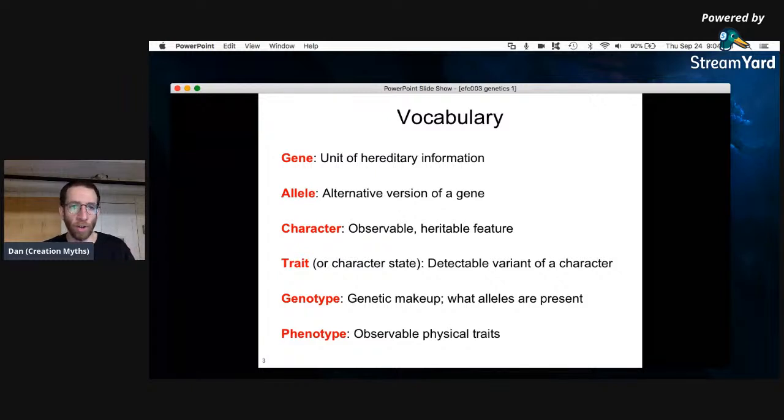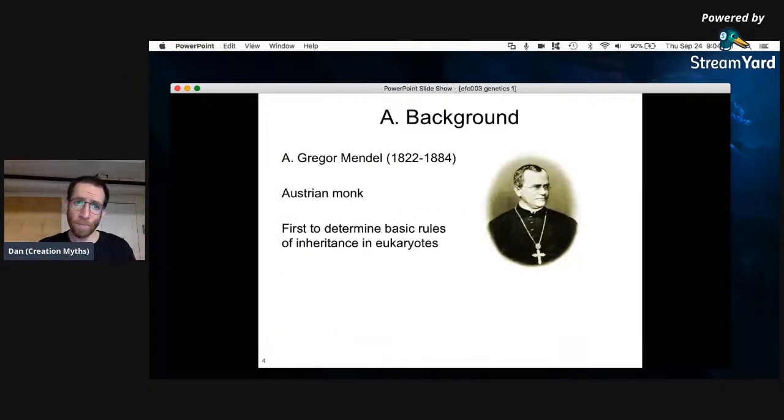Generally, when we talk genotype, we mean what alleles are present at a specific locus. But you could also talk about genotype on a broader, genome-wide scale. And then phenotype just refers to the observable physical traits that an organism has. So your genotype is what alleles for hair color you have. Your phenotype is what color your hair is. Those are how those terms are related to each other.